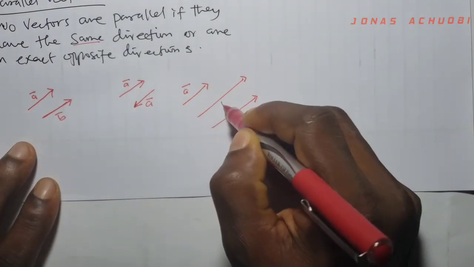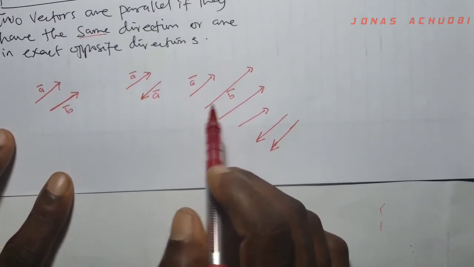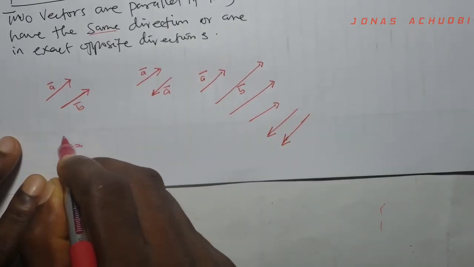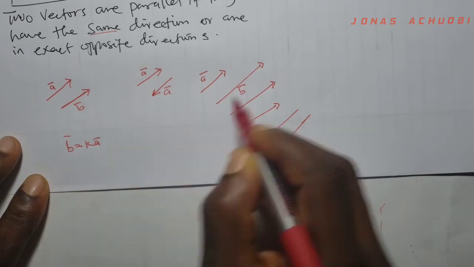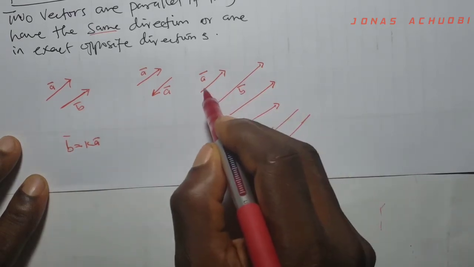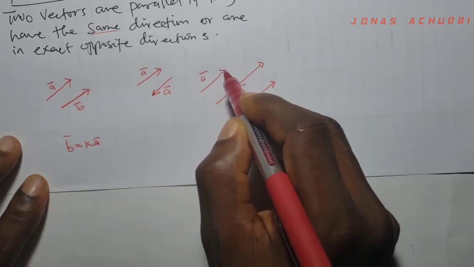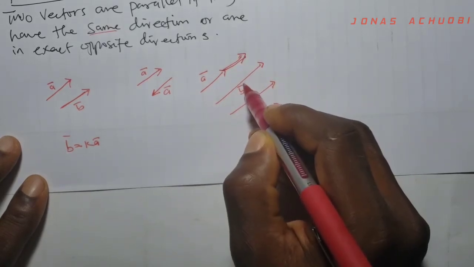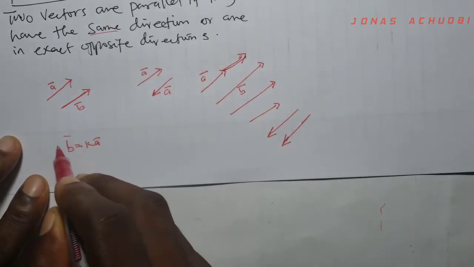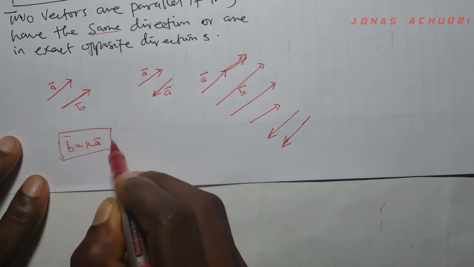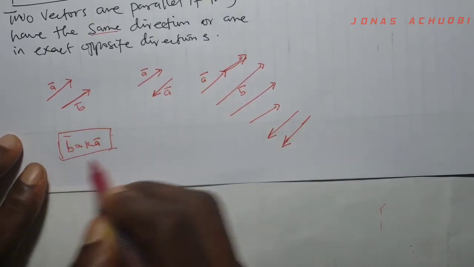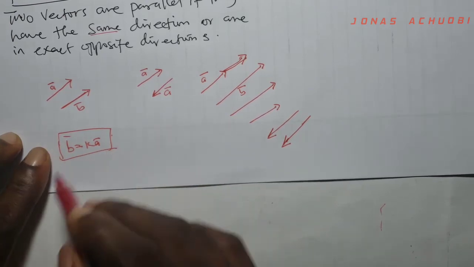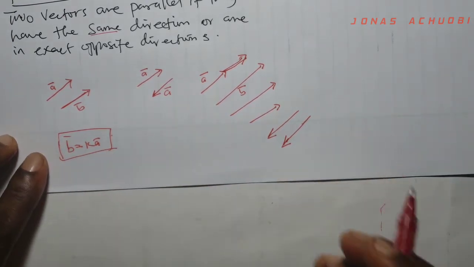Now one thing we must observe about parallel vectors is that, let us take these two for example, vector A and vector B. You'll observe that vector B is some scalar multiple of vector A. You observe that if we multiply vector A by, let's say, two, we'll get the length of vector B. Do you observe that? So for parallel vectors, this will always be true: when two vectors are parallel, one of the vectors is a scalar multiple of the other vector. We shall look more into this in later videos.